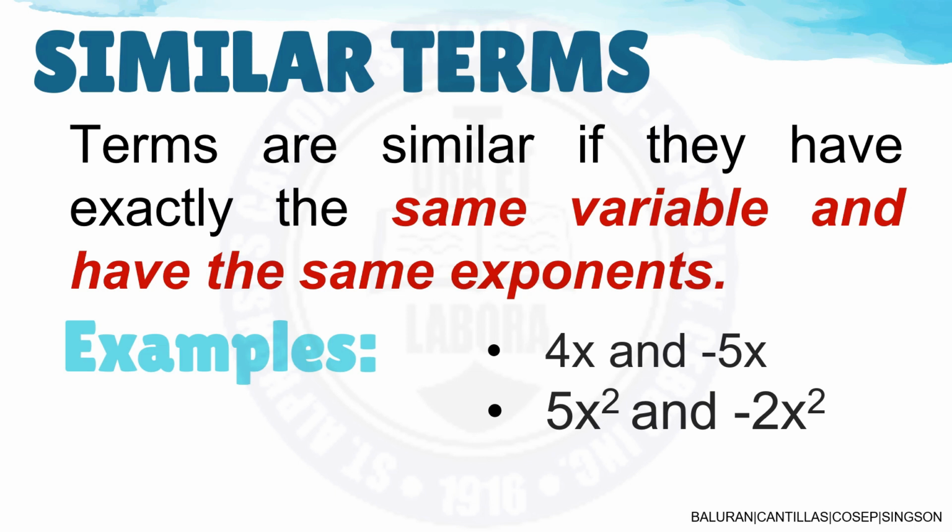Another example, if we have 5x squared and negative 2x squared, they are also similar terms because they have the same variable, which is x, and its exponent is 2. We have also 9x cubed and 6x cubed. They are similar terms because they have the same variable, which is x, and its exponent is 3. So those are the examples of similar terms.